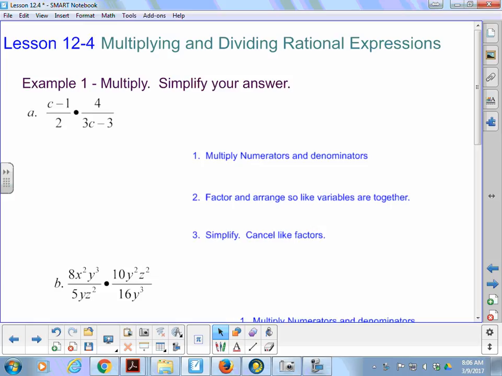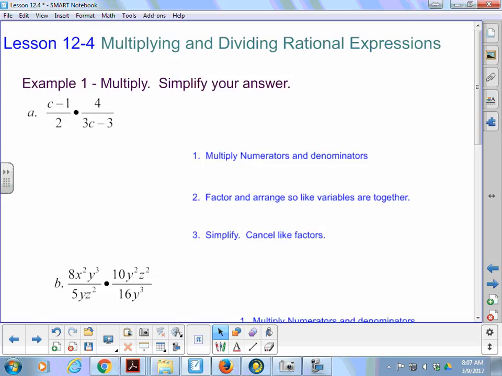So, multiplying, simplify your answer. All right. So we want to multiply the numerators and the denominators, and we're going to factor them and arrange them so like variables are together. And then we'll simplify by canceling like factors, which is what you were doing last night. The biggest thing is that whenever you see expressions that are binomials, like there are here in the upper left and the lower right for letter A, then we want to factor first of all if we can.